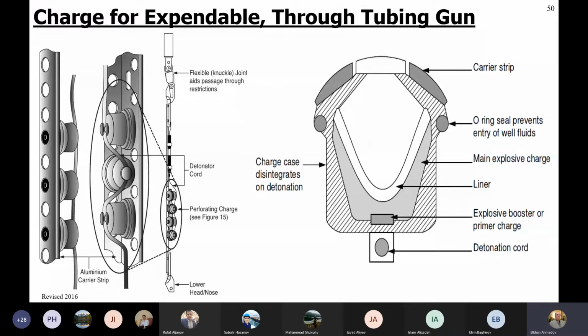This is a charge for the expandable through tubing gun. You can see here the detonation cord, the primary explosive, the main explosive, the liner, so the shaped charge, and here this is the carrier strip, and this is the coverage to protect the charge. And this is the charge body, the charge case, to keep everything together.